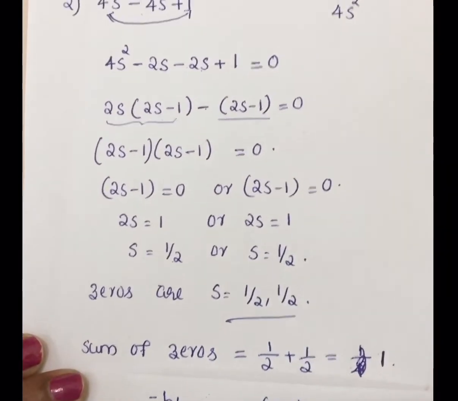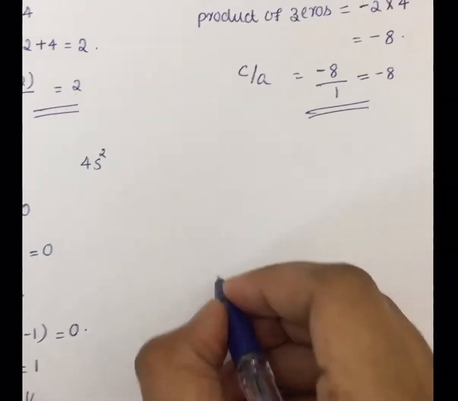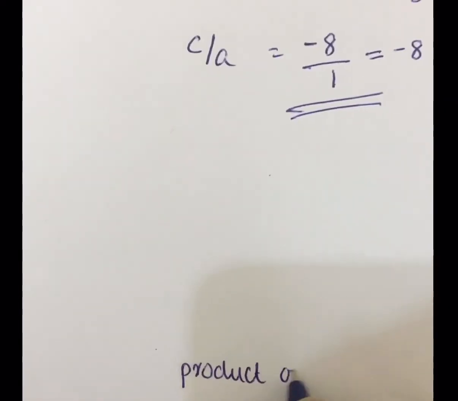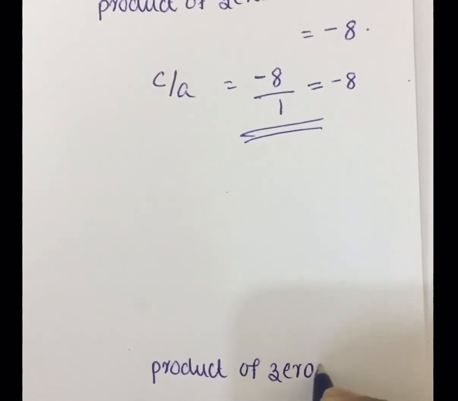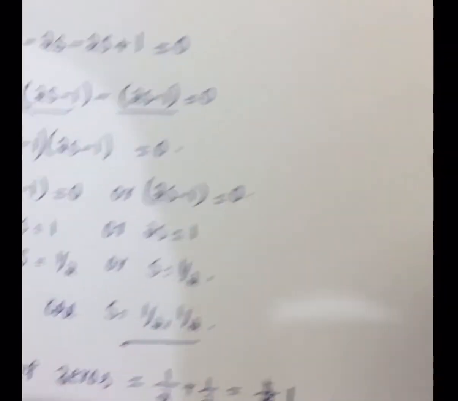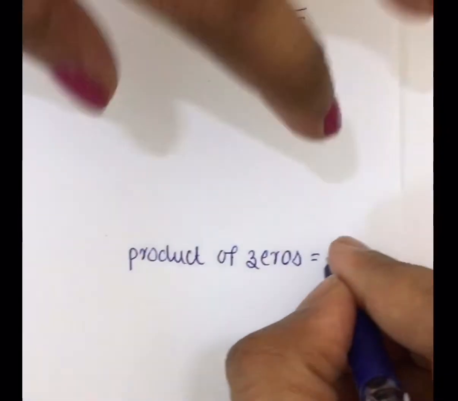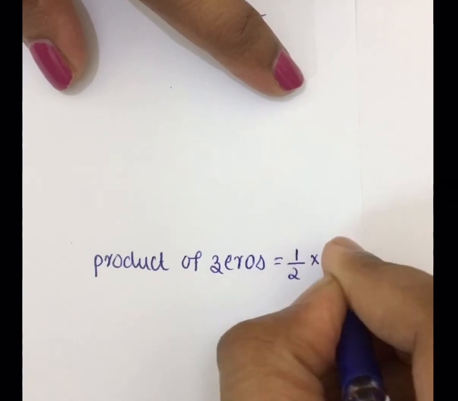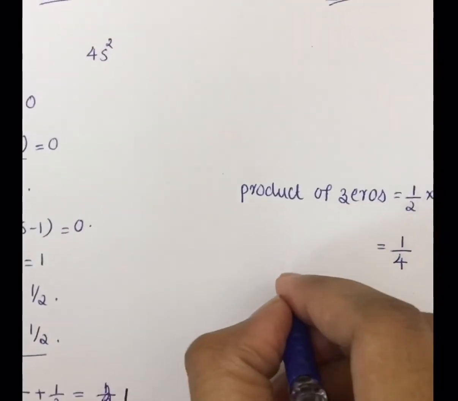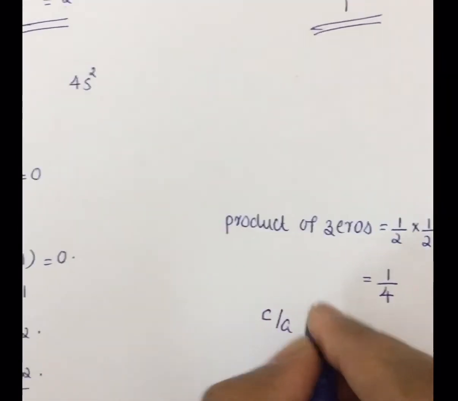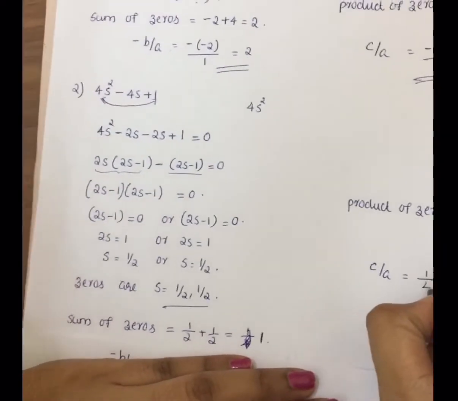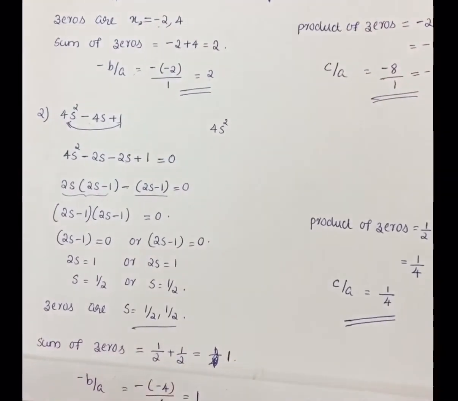So here it is verified. Now product of zeros: the zeros are 1 by 2 and 1 by 2. So 1 by 2 into 1 by 2 equal to 1 by 4. Now c by a equal to, here c is 1 and a is 4, 1 by 4. So it's verified.